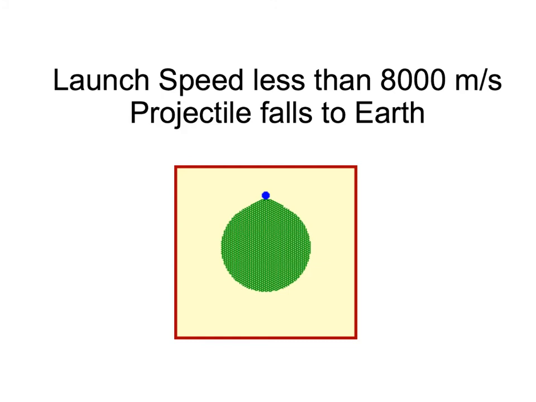So here are some things about launch speeds and how to get off the Earth. With a launch speed less than 8,000 meters per second, the projectile will fall back to Earth. So whenever they launch the shuttle, it has to go at least 8,000 meters per second, or it will get pulled back down by Earth's gravity.